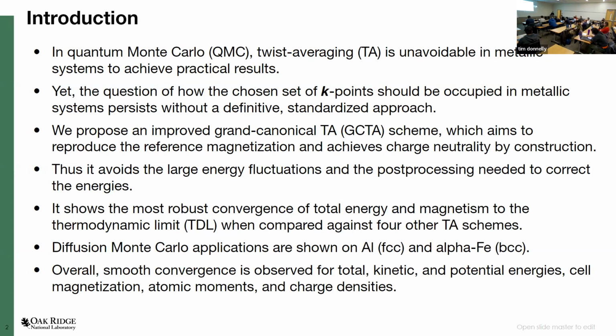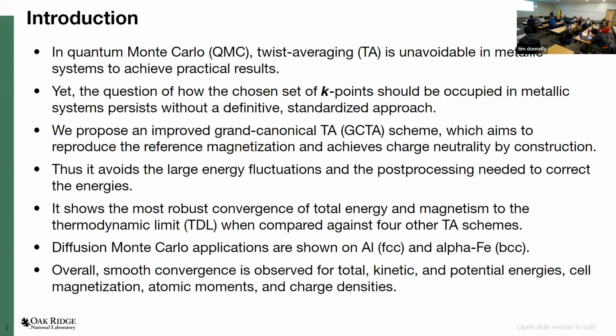So here we propose a new grand canonical twist averaging scheme, which achieves charge neutrality by construction, and it also aims to reproduce the reference magnetization. Therefore, it actually avoids the large energy fluctuations, and it also avoids the post-processing needed to correct those energies.